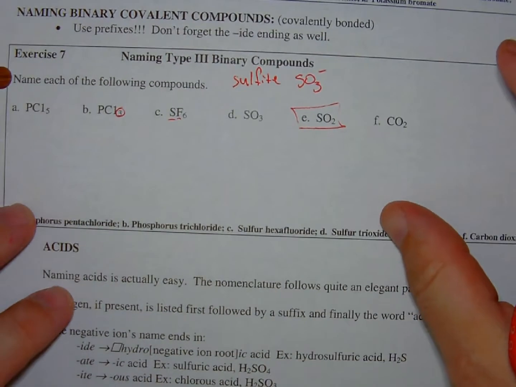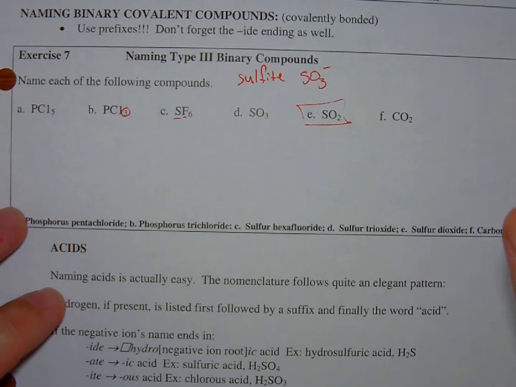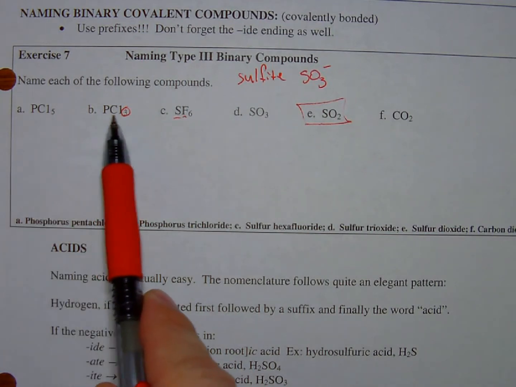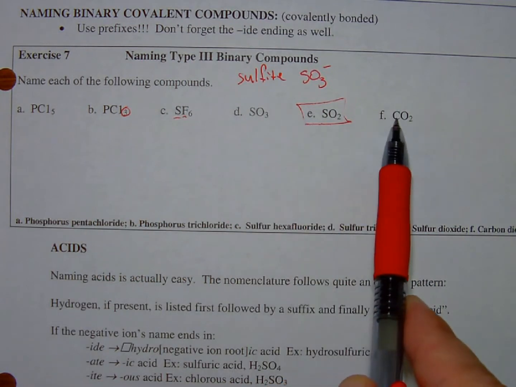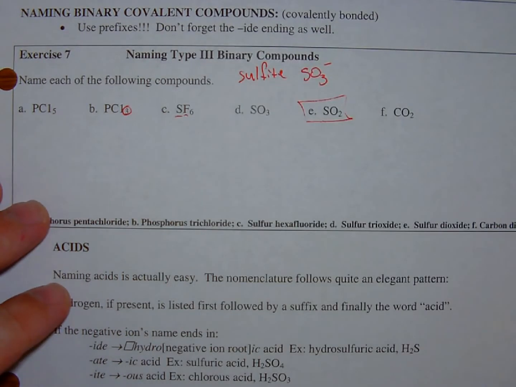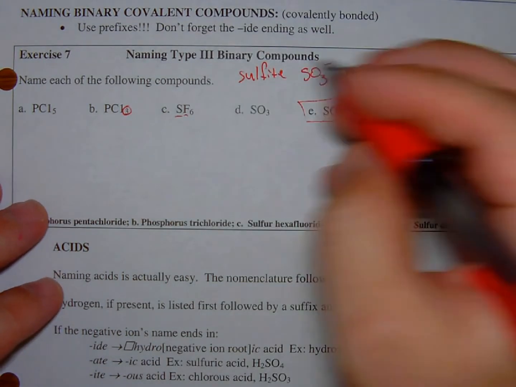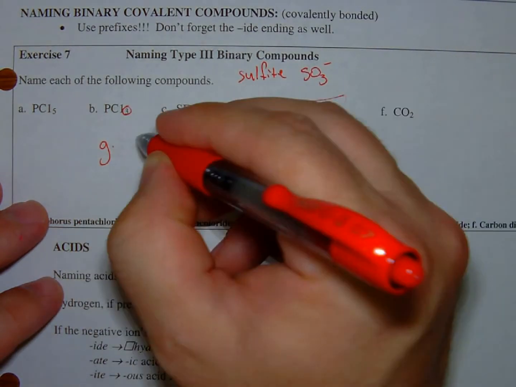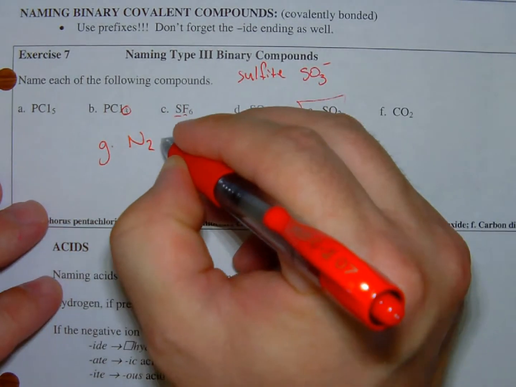The only thing that I want to point out here is that all of these examples, A through F, have involved a type 3 binary compound that had only one of the central atom. Notice how there's only one phosphorus, one sulfur, one carbon. If by chance we got an example that's not on here, so let's go example G, N2O5.